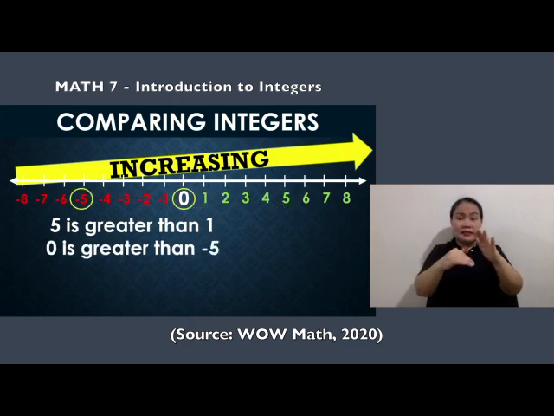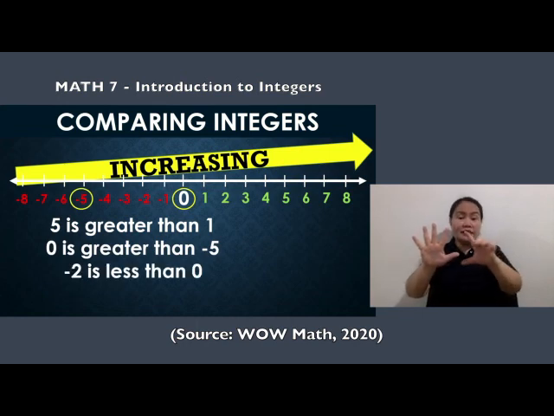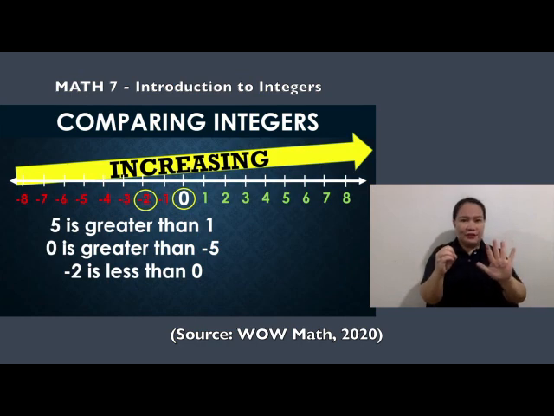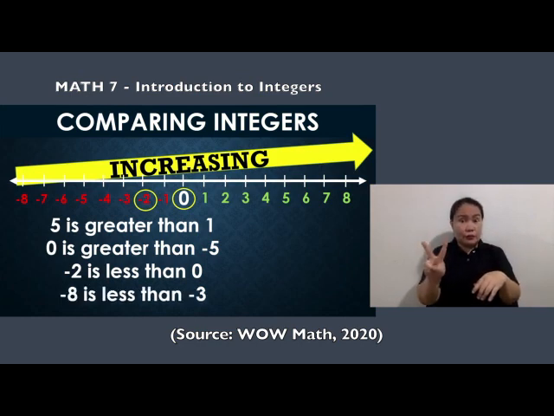Next, 0 is greater than negative 5 kasi si 0 yung nasa kanan. Negative 2 is less than 0. So, asan si negative 2 and 0? So, mas mababa si negative 2 kay 0 kasi siya yung nasa left. Negative 8 is less than negative 3. Ayun. Because si negative 8 siya yung nasa left.